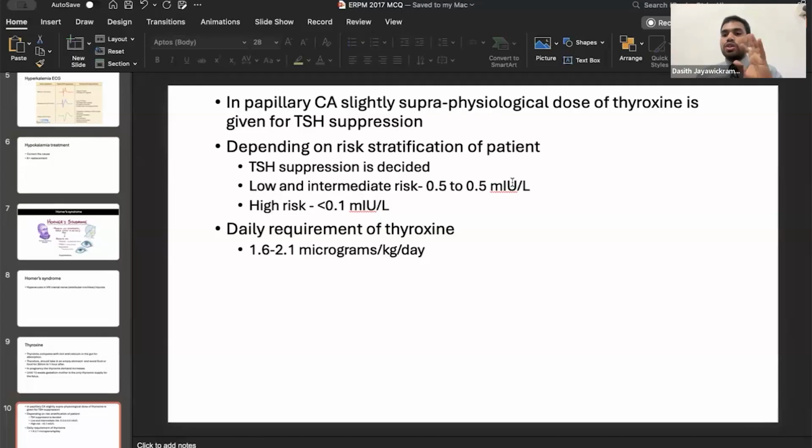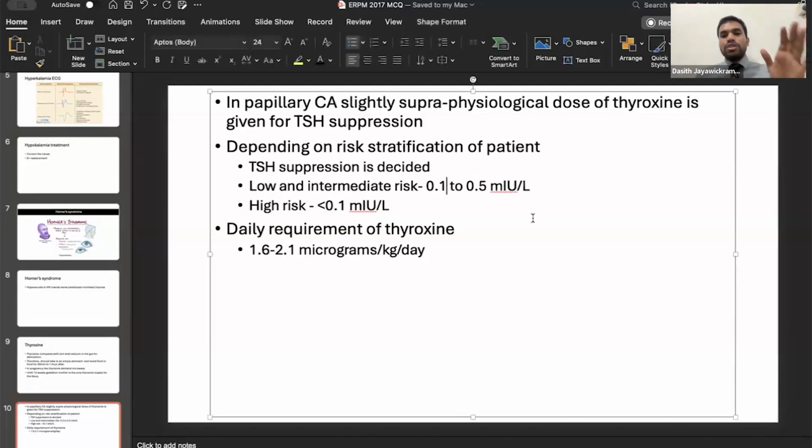So for low risk, our TSH target is 0.1 to 0.5. Sorry for the typo. It should actually be 0.1 to 0.5. But in high risk, the TSH target should be less than 0.1 milli international units per liter.